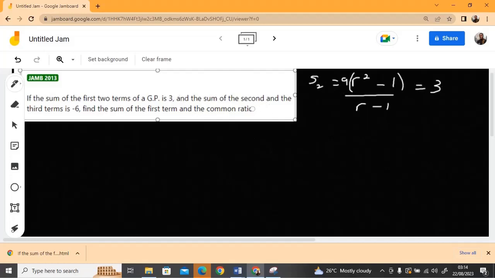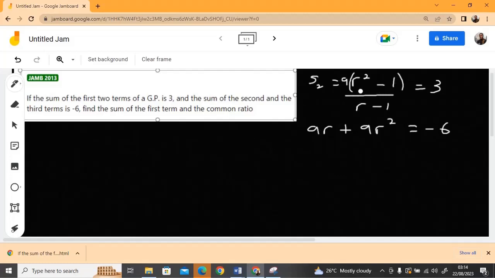And the sum of the second and the third term is minus 6. The second term is AR, plus the third term, which is AR raised to power 2. They said the sum of them is equal to minus 6. And find the first term and the common ratio. It means you have to find the common ratio and the first term.